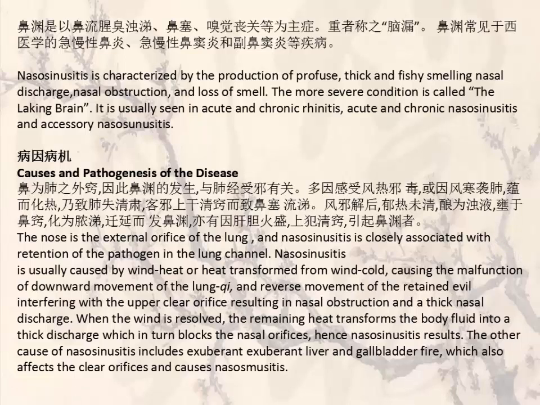So, what is the pathomechanism? What happens here is usually that the lung does not do its dispersing and descending function, which allows accumulation in this upper orifice. So, you know, the wind heat or wind cold obstructs the circulation of the upper jiao and the lung qi, which then builds up and accumulates this fluid in the upper part of the body, manifesting as the phlegm, nasal discharge, etc. Right?